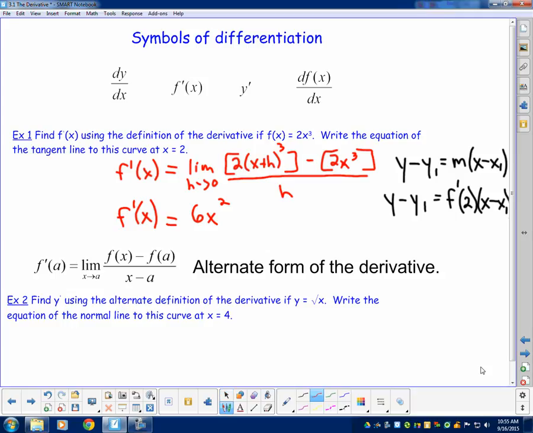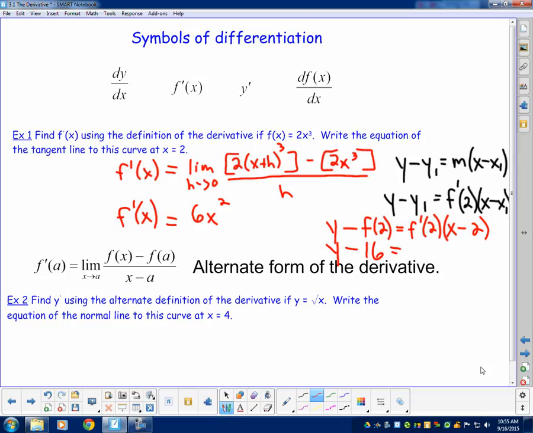So let's go ahead and do this next step. We have y minus, how do I get y1? Use the 2 in the original. In other words, it's y minus f of 2 equals f prime of 2 times x minus 2. So what is f of 2? 8 times 2 is 16.